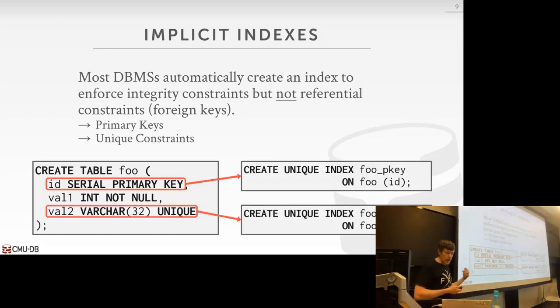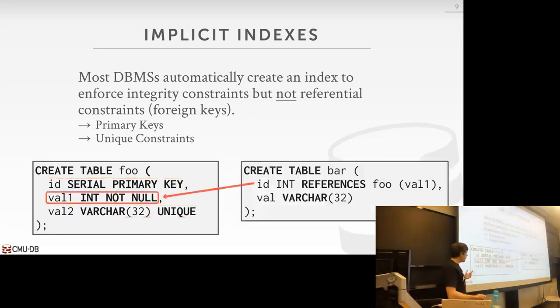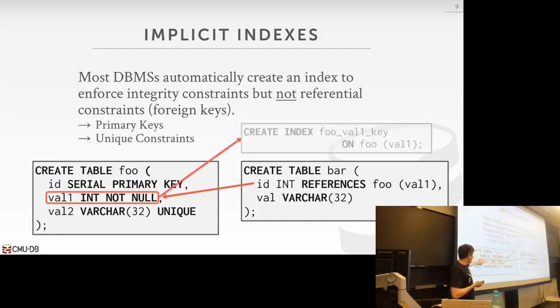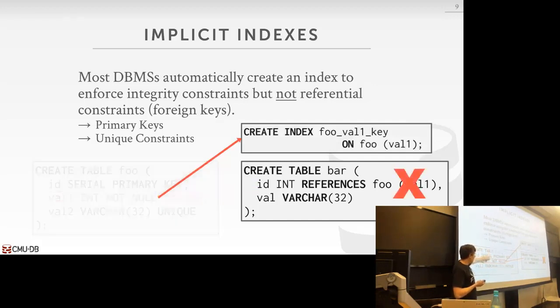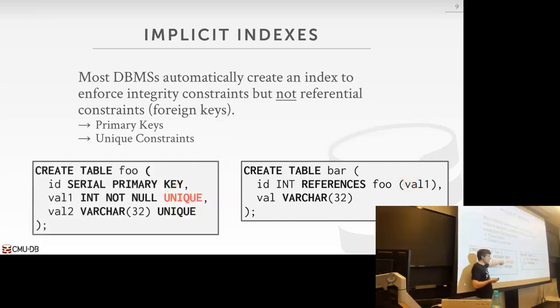For foreign keys, it doesn't actually do this. If I create a new table here called bar that has a foreign key reference to this value here, every database system I've ever tried this on will throw an error, because it doesn't have a way to enforce this referential integrity constraint without an index. You think it could automatically create one, but it doesn't, because it doesn't know that this has to be unique. Instead, you add the unique clause here, and that builds an index automatically that it can then use to enforce this.